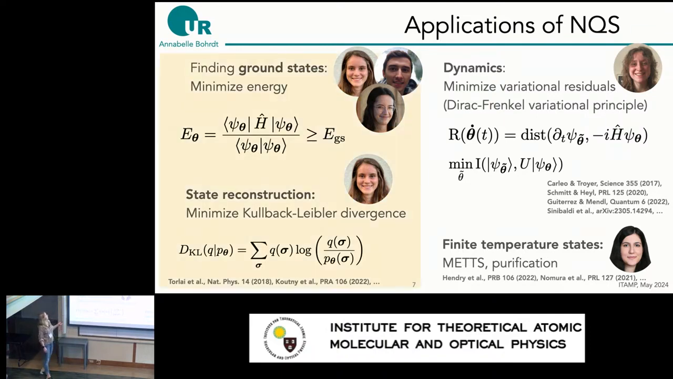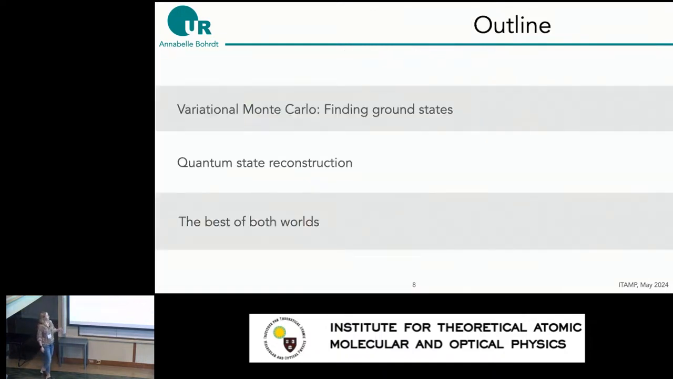Okay, and today I mainly want to talk about ground states and state reconstruction and how we can combine those things. So I will start by telling you a bit about the things that we've been doing to find ground states, in particular of two-dimensional quantum many-body systems. And then I will tell you a bit about what you can do to reconstruct a quantum state from data. And finally, we will combine both of these things together.